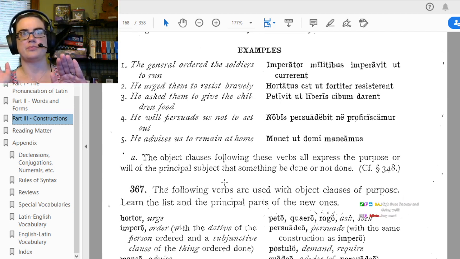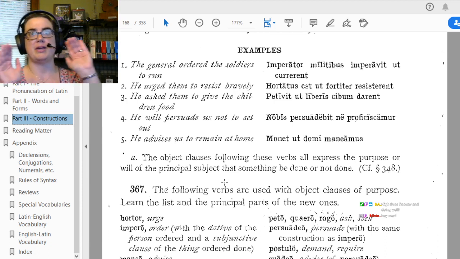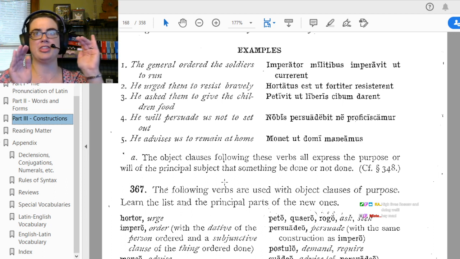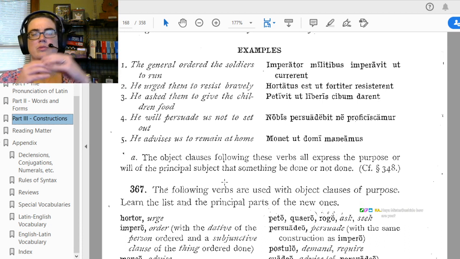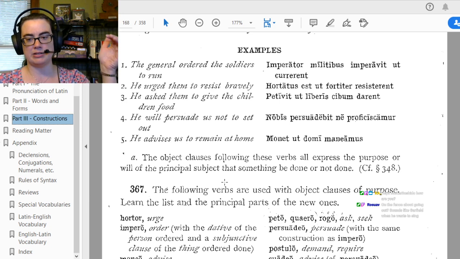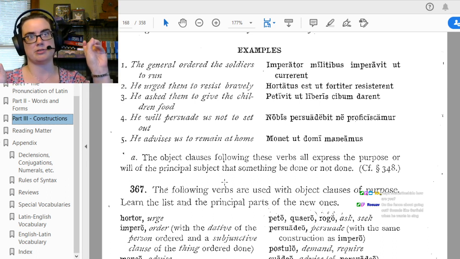Number 3. He asked them to give the children food. Petivit ut liberis cibum darent. He sought that they should give food to the children. But in English, again, we just use the infinitive. But Latin, ut plus a subjunctive. This is, as the book said, one of the key differences, this indirect command.